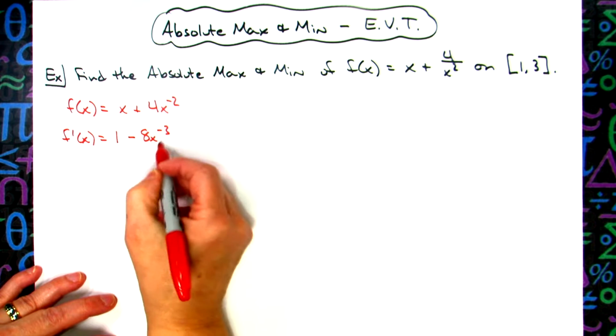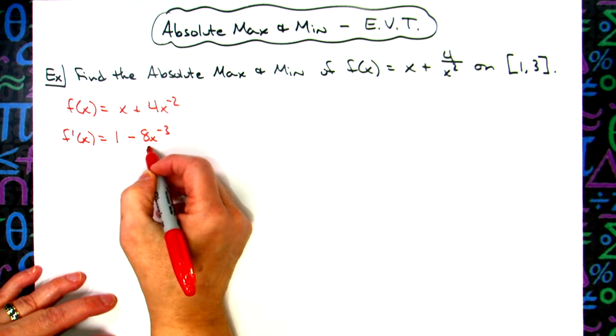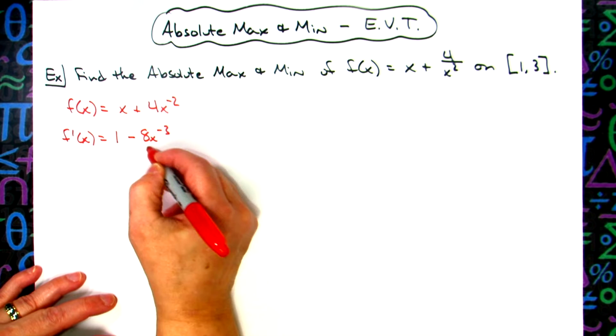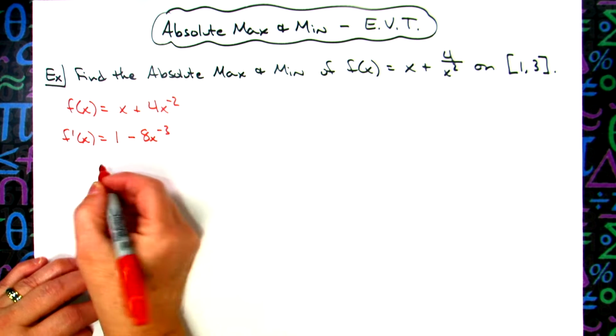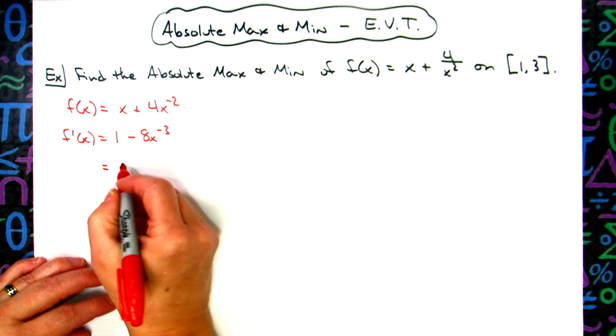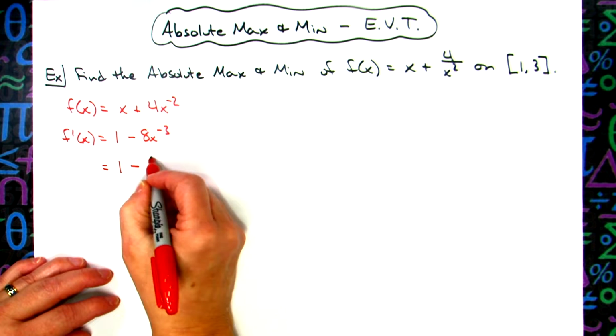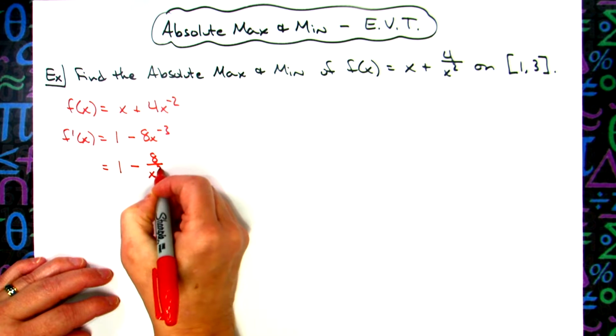Now, setting this equal to 0 and solving is going to be a whole lot easier if that x to the negative 3 is moved to the bottom, so it's a positive exponent. So I'm going to rewrite one more time. I'm going to have 1 minus 8 over x to the 3rd.